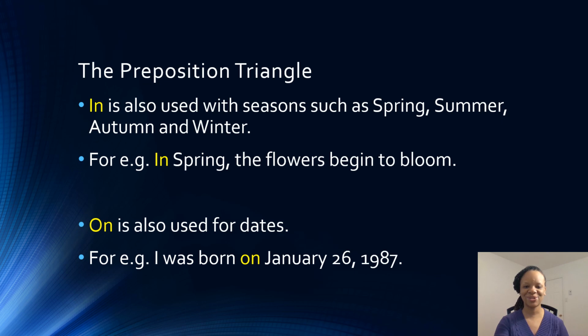So these are the two additions that I would make to the preposition triangle. In is also used with seasons such as spring, summer, autumn, and winter. So we say, in spring, the flowers begin to bloom. And on is also used for dates. So we say, for example, I was born on January 26th, 1987.